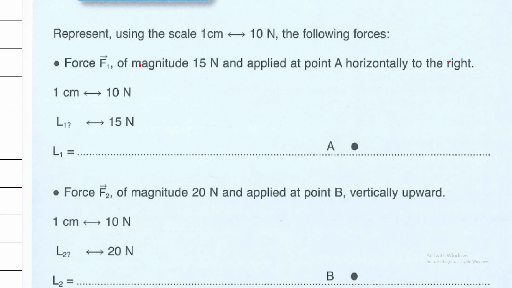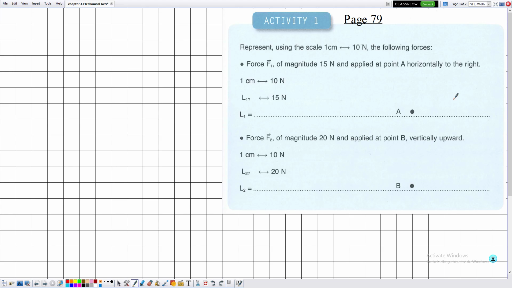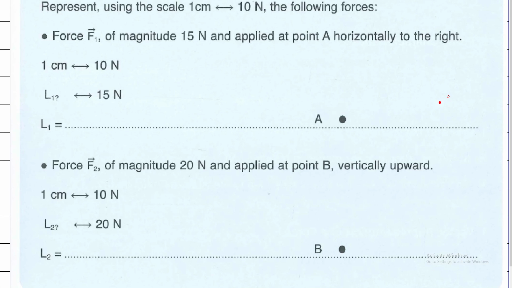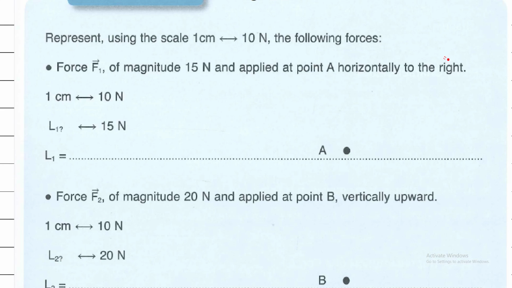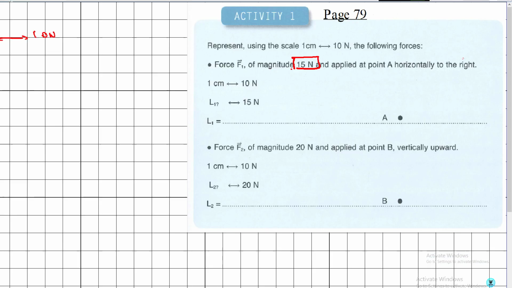So we need to draw the force F1 of magnitude 15 newtons, applied at point A, horizontally to the right. So the force F1 must be something like this, horizontally to the right, but now we need to determine the length of this force, and this can be done by using the scale and the magnitude. Knowing that each 1 centimeter corresponds to 10 newtons, the magnitude of this force is given by 15 newtons.